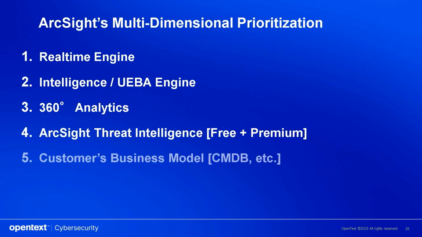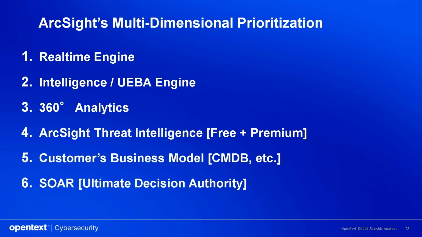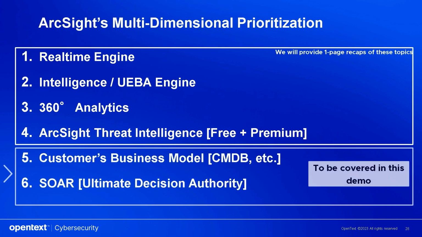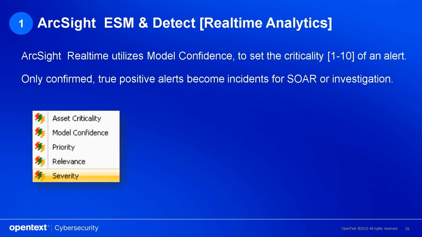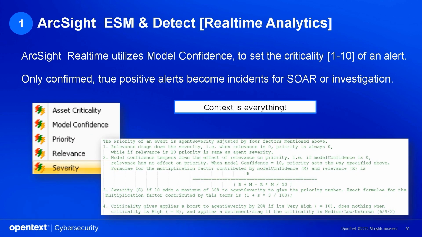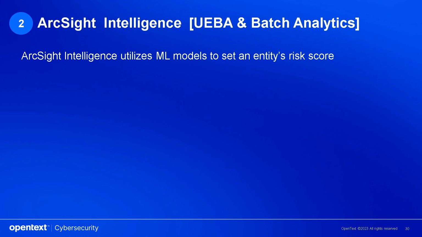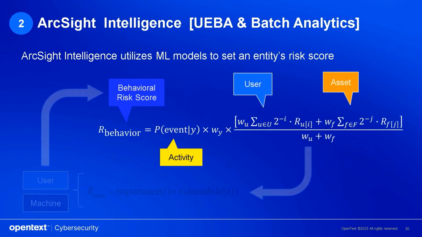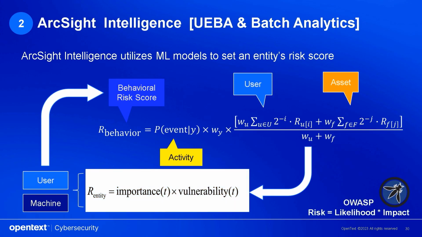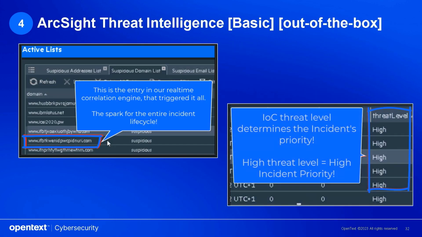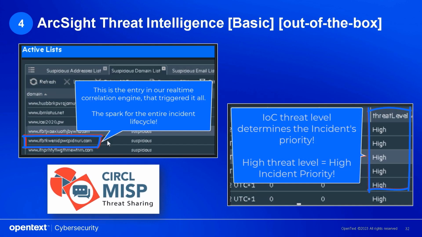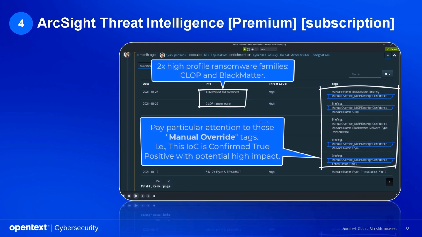While some of these components are discussed in detail in other demos, the last two components, CMDB and SOAR, will be shown in this video. Our correlation engine incorporates a mature, threat-level modeling calculator that tags each event in real time. ArcSight Intelligence leverages statistical modeling to provide risk scores to entities. 360 Analytics, on the other hand, builds a third, even richer source of prioritization, whilst ArcSight Threat Intelligence further contributes to valuable live threat scoring.